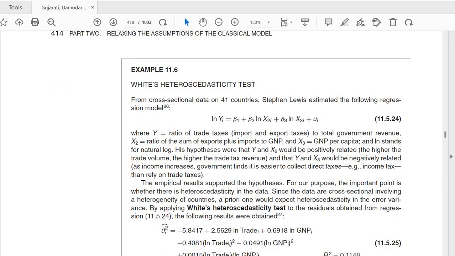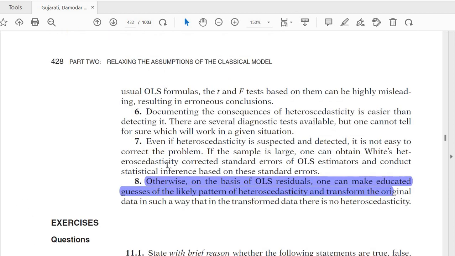So we are done with heteroscedasticity problem. Thank you. This one point is important. अगर हेट्रोस्कैडेस्टिसिटी में उसका फंक्शनल फॉर्म sigma squared नोन हो तो हम GLS कर लेते हैं, लेकिन otherwise, on the basis of OLS residuals one can make an educated guess of the likely pattern of heteroscedasticity and transform the original data in such a way that in the transformed data there is no heteroscedasticity। तो आपकी जो ये फॉर्मल या इनफॉर्मल मेथड है ये एक गेस वर्क ही होता है, कभी किसी मेथड से सोल्यूशन आ जाता है और कभी किसी से, तो आपको पता चल जाता है कि हेट्रोस्कैडेस्टिसिटी की फॉर्म क्या है। And once you get to know it, or once you have an educated guess of it, you transform the data and then apply OLS on that transformed data. This is what we do in heteroscedasticity problem.